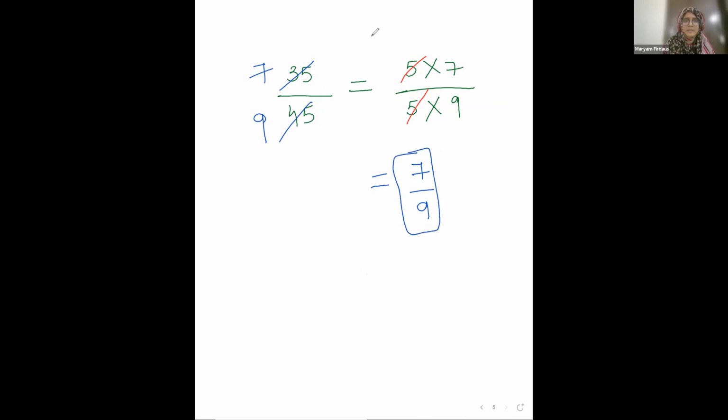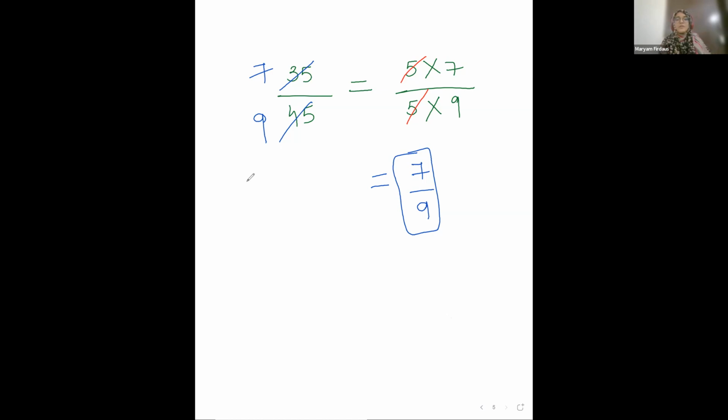Is this okay? Yes. But why can't we cancel numbers? Like if it was 30 and 40, we would cancel zeros. So why can't we cancel 5 here? That's a good question, Hiba. If you just want to cancel 5 and 5, what would that be? Let's imagine that you are allowed to do that.